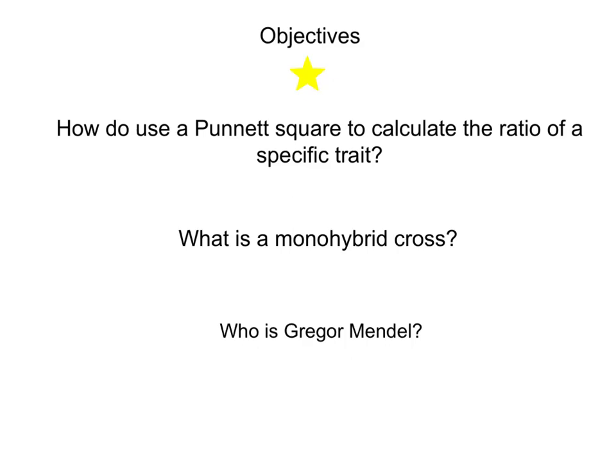Good day there, students. Prior to this video, I am hoping that you have watched the Punnett square vocab lesson. It's imperative that you watch that to learn about some of the background vocabulary that I'm going to be using throughout this lesson. But today we're going to learn how to use a Punnett square and to calculate the ratio of a specific trait. We're going to talk about what is a monohybrid cross, and we're going to talk about who is Gregor Mendel.